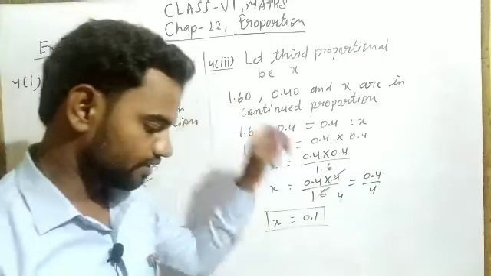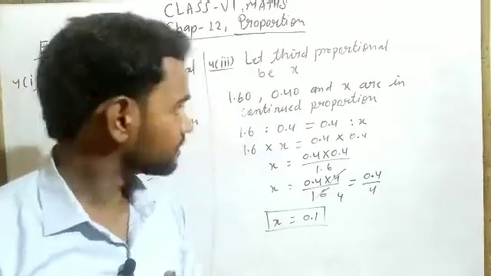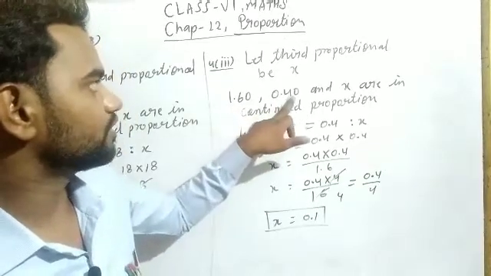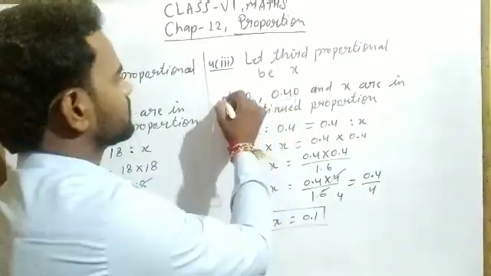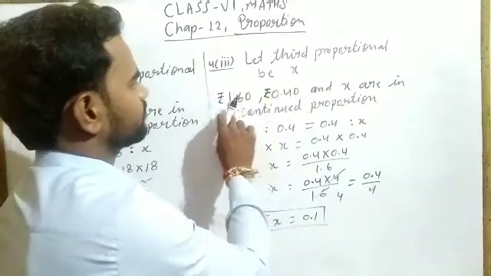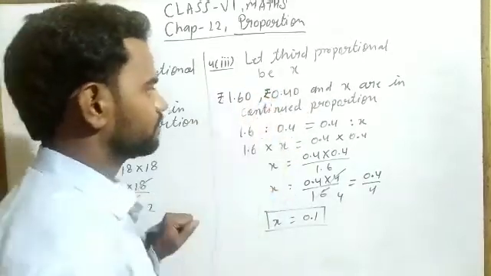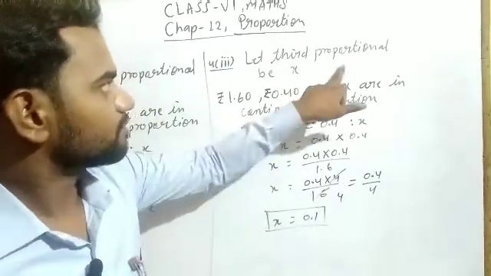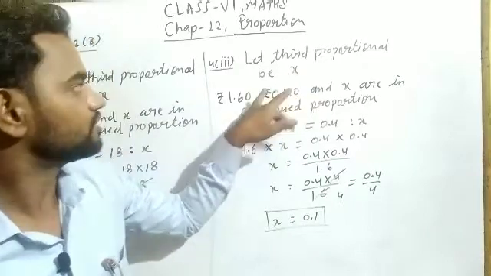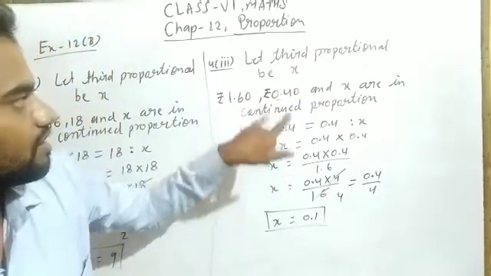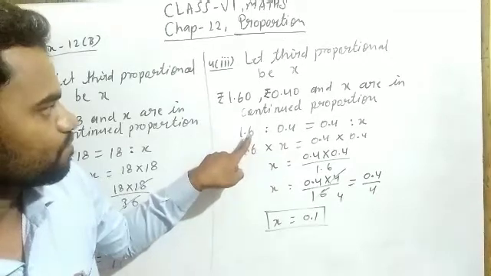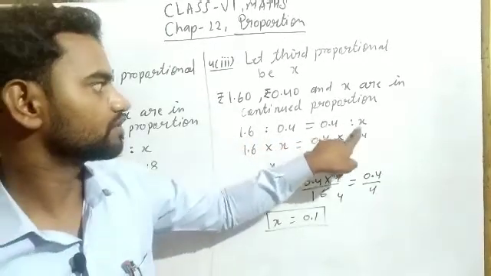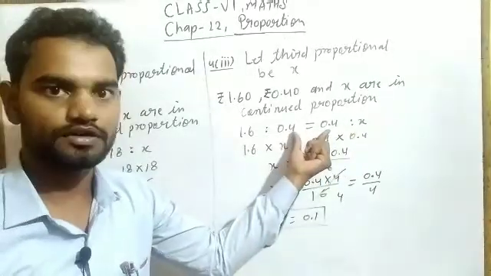Question number 4, part 3. The third part says two proportionals are already given, 1.60 and 0.40 rupees. This we can also write as 1.6 and 0.4 only. No need to write 0 after the decimal. Let the third proportional be x. These two proportionals are already given. Then this will be written as 1.6 ratio 0.4 equals 0.4 ratio x, the middle term will be repeated there.